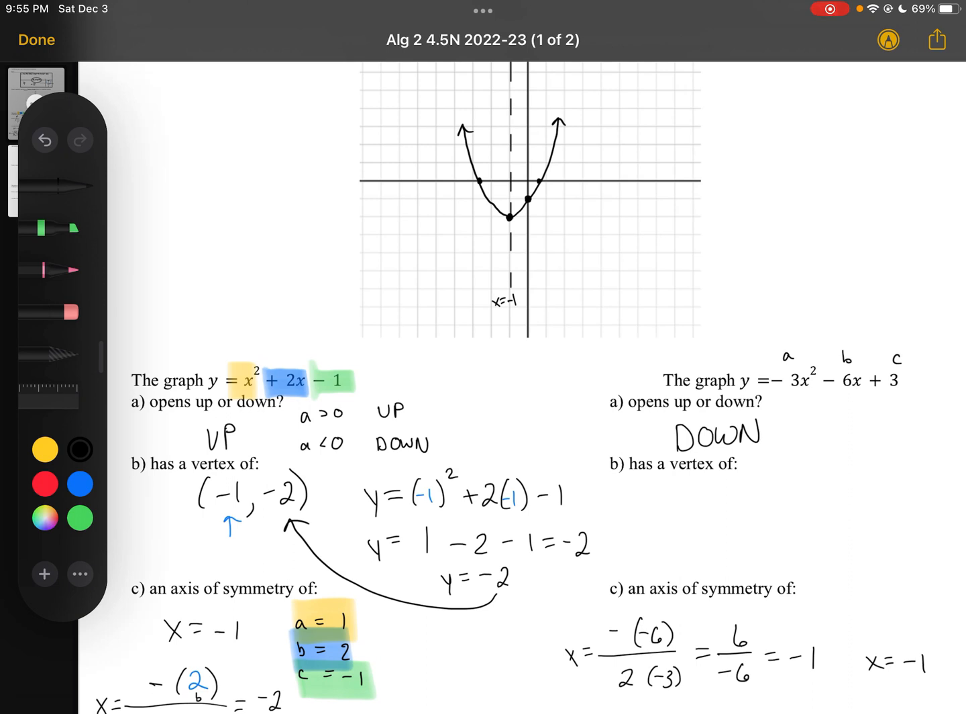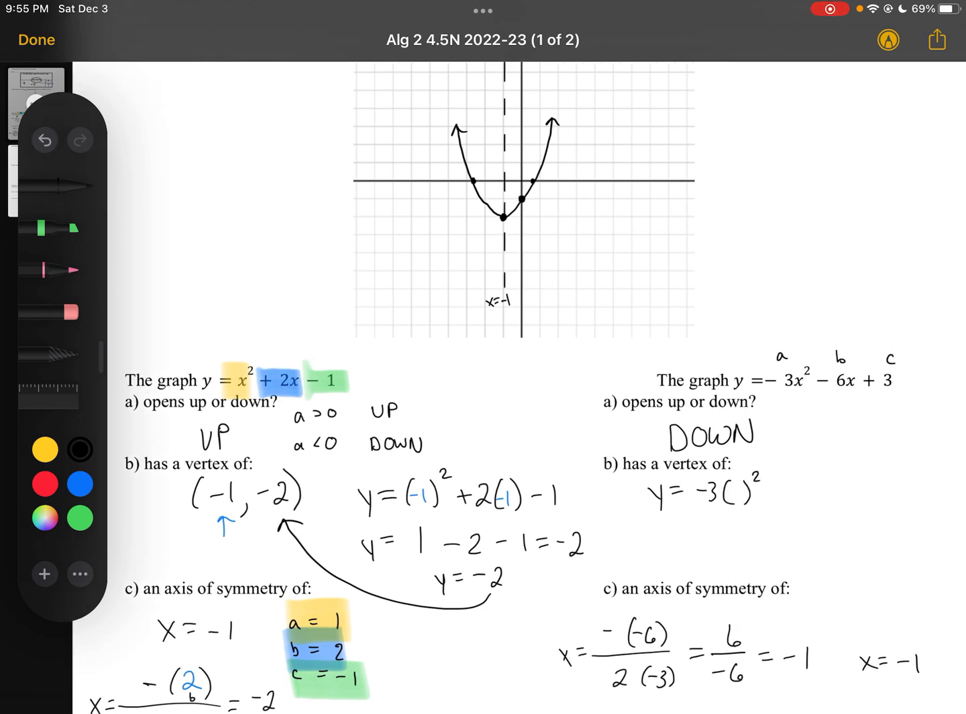So the next piece that we'll plug in is our vertex. So for the vertex, we again plug in to solve for y. And we have to make sure we actually plug into the right formula. So -3x squared minus 6x plus 3. And for these, again, very, very important to make sure we're using parentheses, especially when we're dealing with a lot of negatives. So in this case, x is -1, so we want to make sure that we are plugging that in.